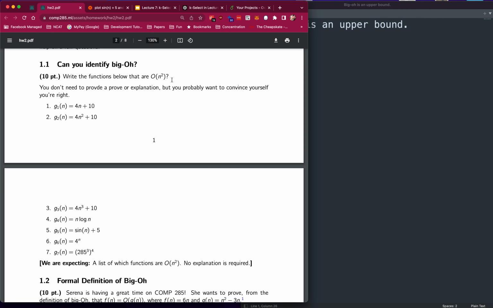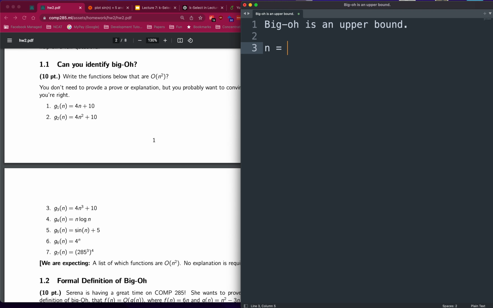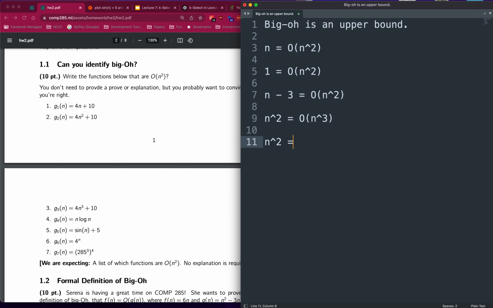What does that mean? That means that n is big O of n squared. It also means that 1 is big O of n squared. n minus 3 is big O of n squared. In fact, n squared is big O of n cubed. n squared is also big O of n squared. The reason for this is that big O is really saying an upper bound.